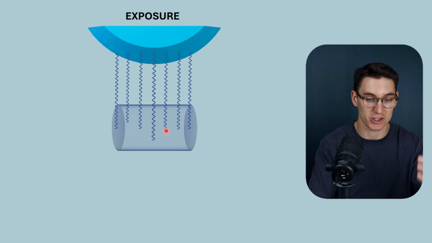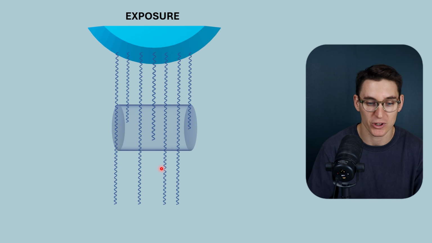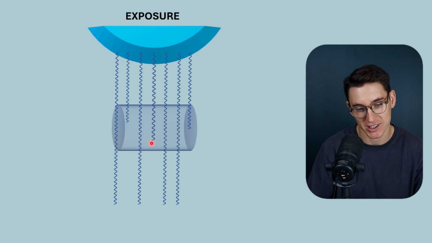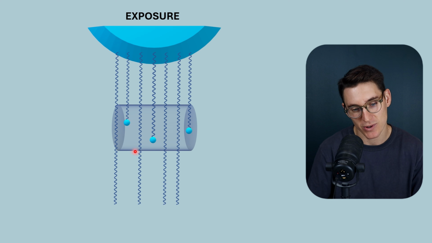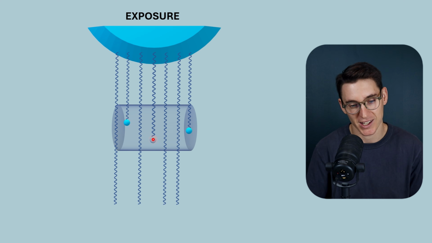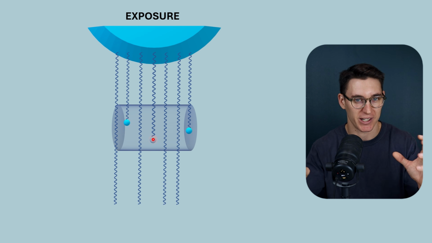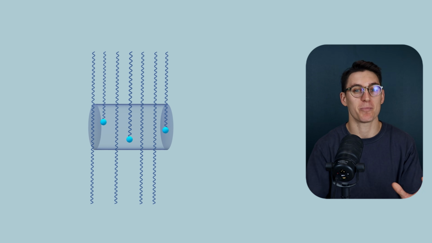Some of them are going to be transmitted without interacting through this chamber, and some of them are going to interact with atoms and release electrons. This interaction here, this release of electrons, is what's known as exposure. It's the interaction between ionizing radiation and matter. Now, how do we go about measuring exposure?